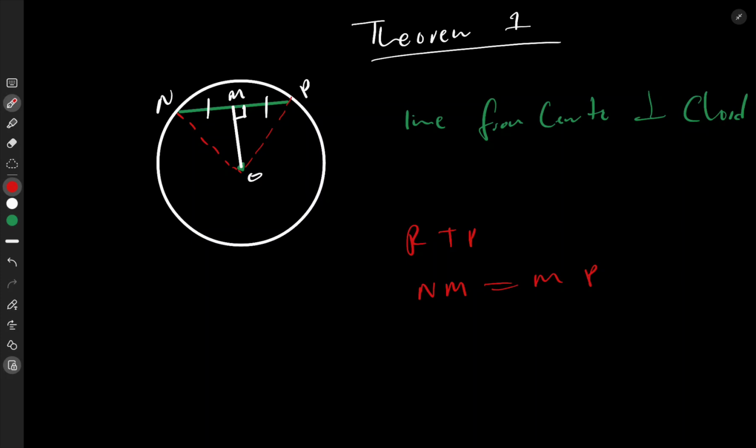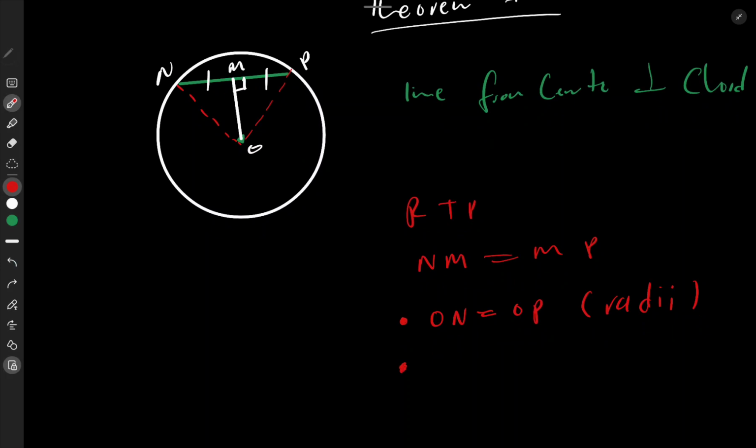We can do that by proving congruency, right? We did talk about congruency in your lower grades, obviously. So we know that ON is equal to OP because they are both radii. All the radii in a circle are equal. If there is a radius here and a radius here, this one will be equal to this, equal to that one, right? All the radii in a circle are equal. So we're using that fact.